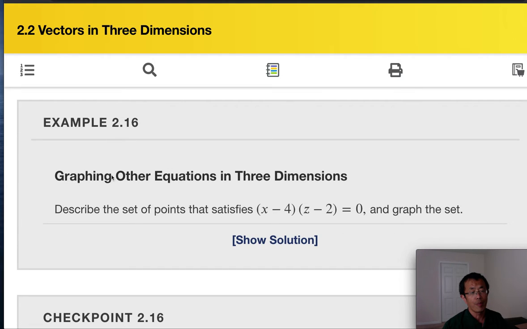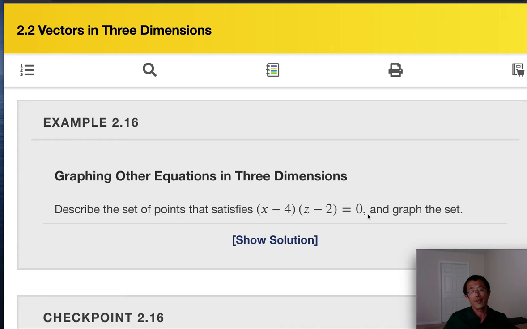Also, to help better understand three-dimensional space, I'm going to take a quick look at example 2.16, graphing other equations in three-dimensional space. Describe the set of points that satisfy this equation. This may look very simple, right? This really will generate two equations because we have a product equal to 0.